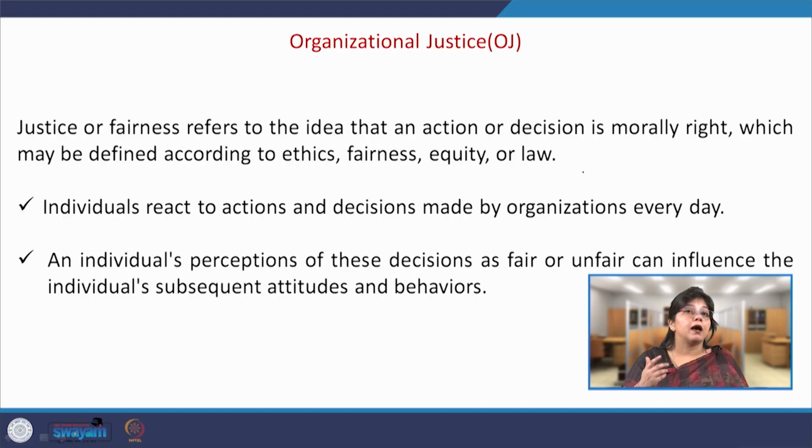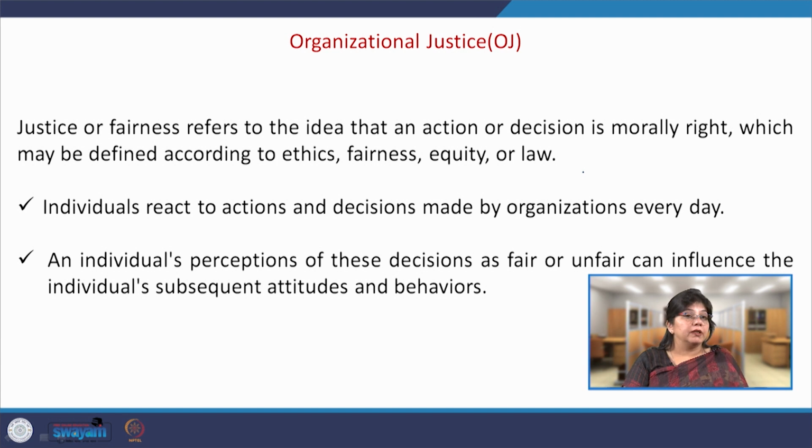So, let us talk about the umbrella term, that is organizational justice. It refers to justice or fairness, that an action or decision is morally right, which may be defined according to ethics, fairness, equity or law. Just now I mentioned that anything which is morally correct, ethically right, legally correct and is fair is termed as justice. If it is opposite to it, which is not morally correct, which is unethical, which is full of bias and which is full of inequality or illegality, then it is perceived as injustice or unfairness.